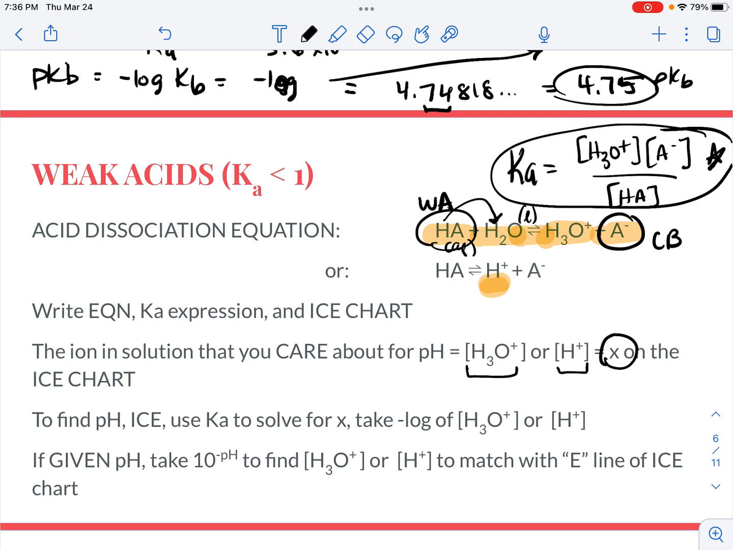So there's two different ways you can do this. I can either give you hydronium concentration and ask you to find Ka, or I can give you Ka and ask you to find hydronium concentration or pH. Okay, so just keep this in mind. If you're going to find pH, you're going to ICE it. You're going to use Ka to solve for X, which then equals the hydronium concentration, so you can take the negative log. And if you're given pH and asked to find Ka, then you can do 10 to the negative pH to find the H3O plus concentration. And then that matches up with the E line of your ICE chart, and you can substitute everything in for the E line and set it equal to Ka to solve.